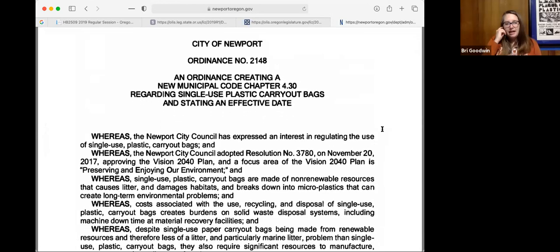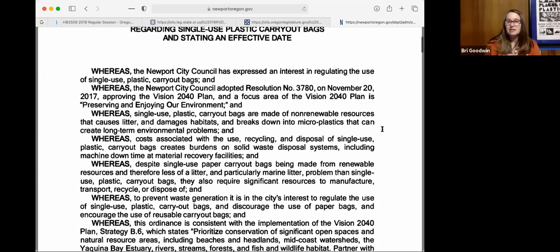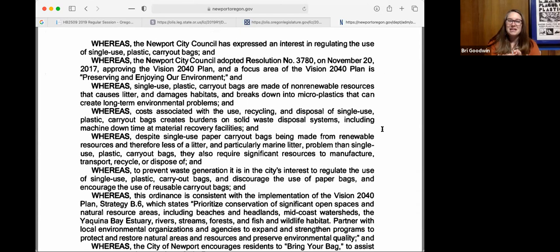All right, so taking a look at an ordinance, and I just picked one that I worked on, so I'm familiar with. Ordinances definitely look different, and they usually start with all of these whereas statements. Essentially the whereas statements are the reasoning behind why the city was pursuing this bill. So you can see in here reference to another community plan, the 2040 vision plan, which has information about how the city wants to preserve and enjoy the environment, costs associated with recycling, just all of the reasons why they're pursuing this ordinance.